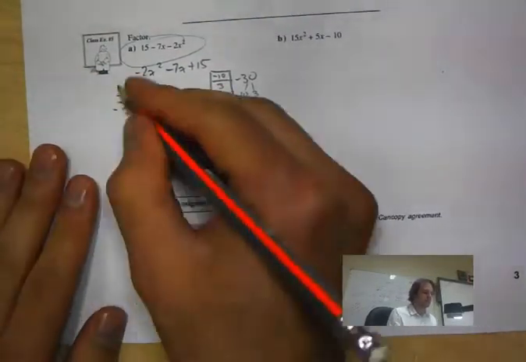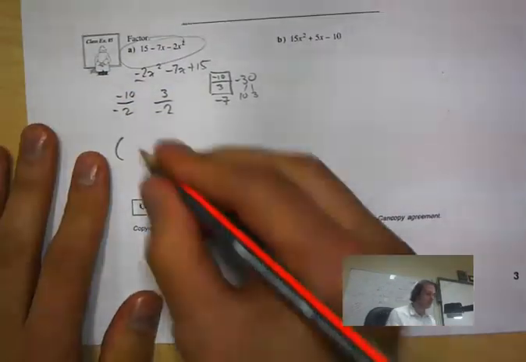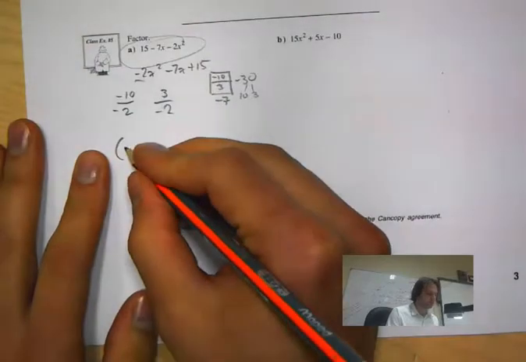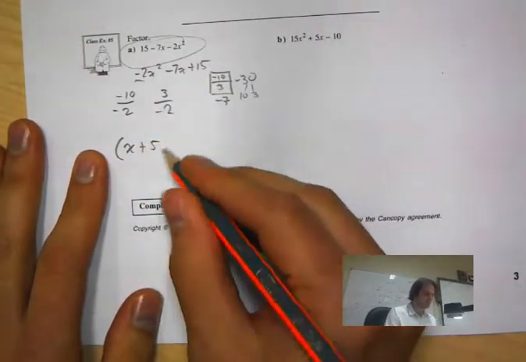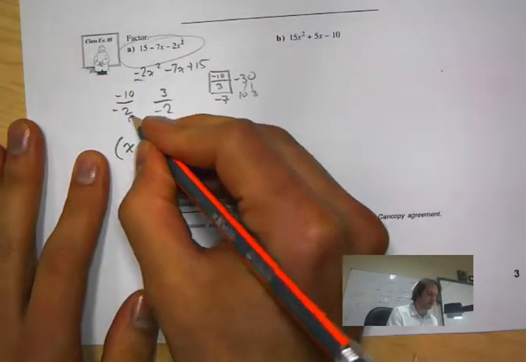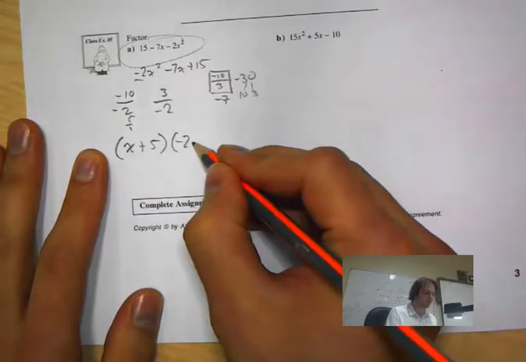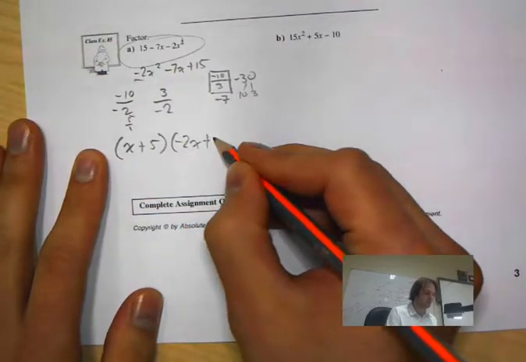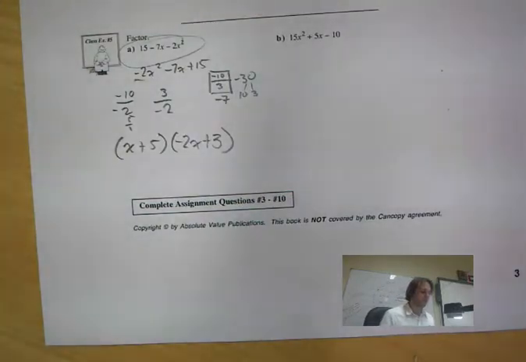So I leave this up. This makes it positive, so that's going to give me the same as x plus 5. Okay, because that's 5 over 1. And this here is going to give me negative 2x plus 3. Okay? And that's how we do that one there.